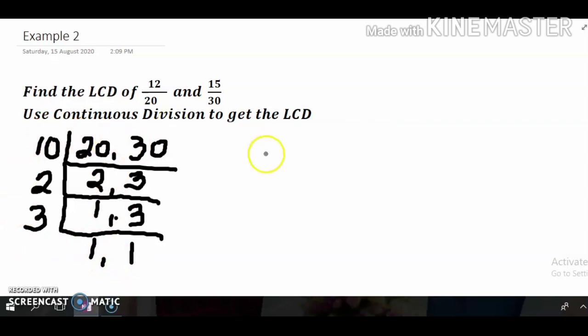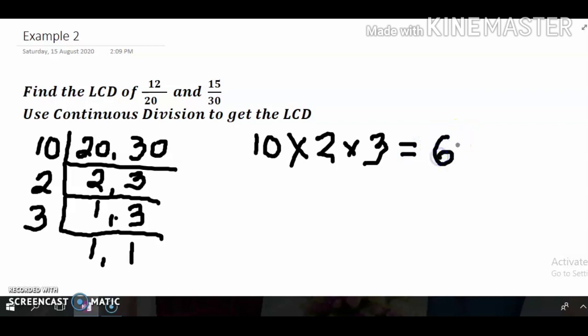Then, i-multiply mo lahat ng nakatayong numbers. So, 10 times 2 times 3. 10 times 2 is 20. Times 3 ay 60. Therefore, ang LCD ng 12 over 20 and 15 over 30 is 60. Okay.